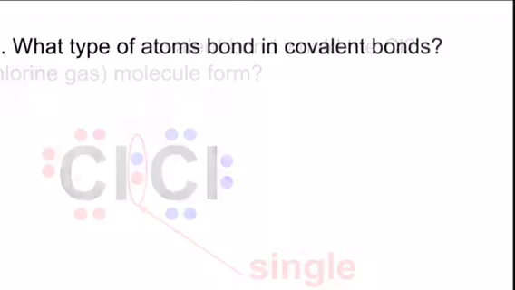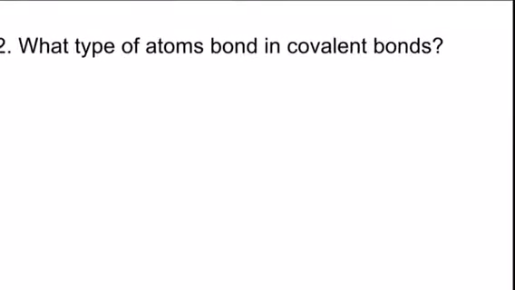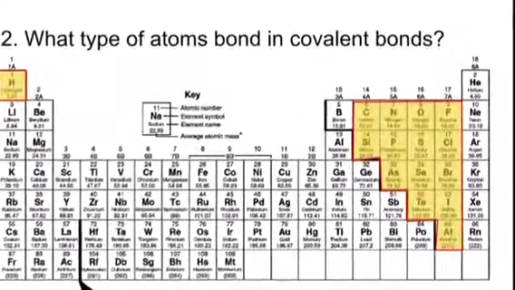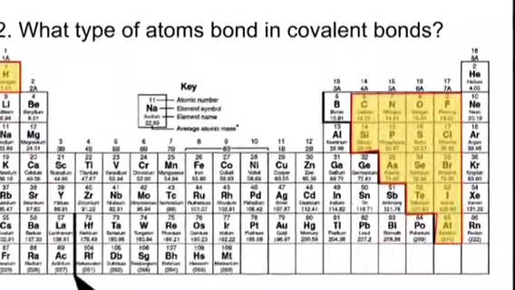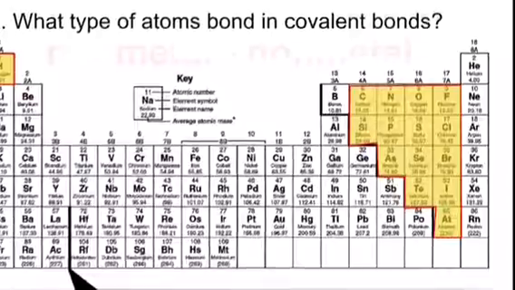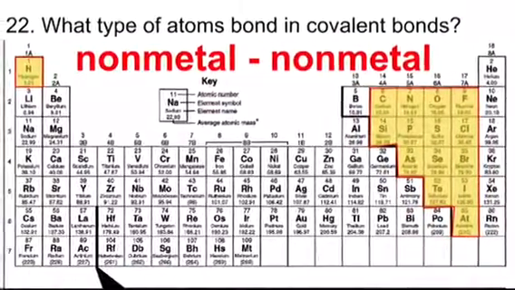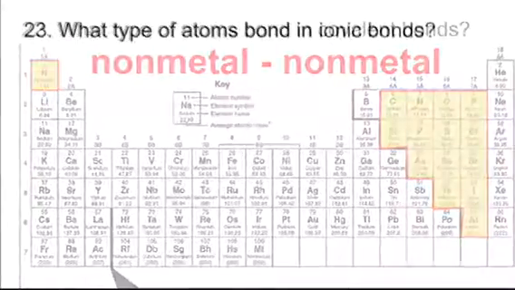Question number 22. What type of atoms bond in covalent bonds? So usually when we see all these different types of covalent bonds, we're finding atoms mostly on the right side of the periodic table, and these generally are nonmetals. So covalent bonds form between 2 nonmetal or more than 2 nonmetal atoms.